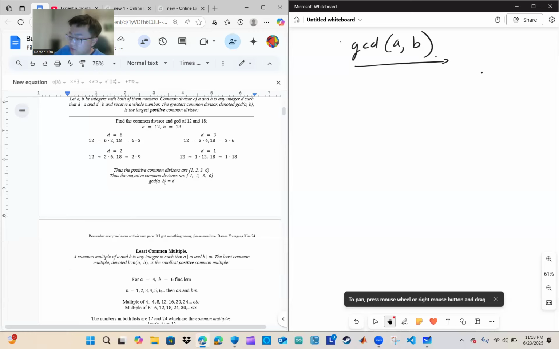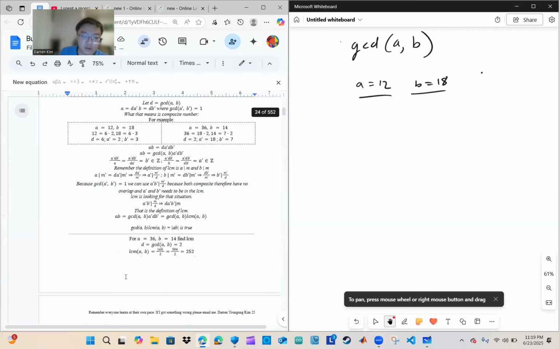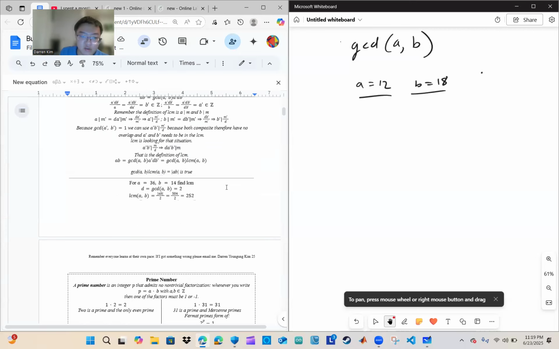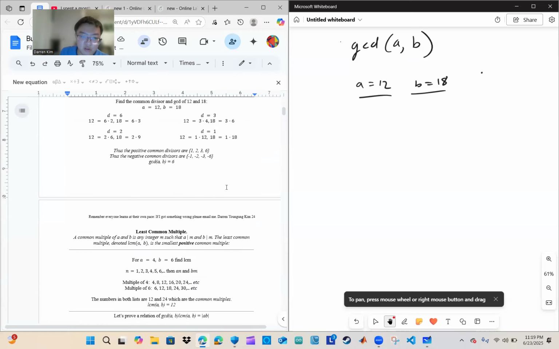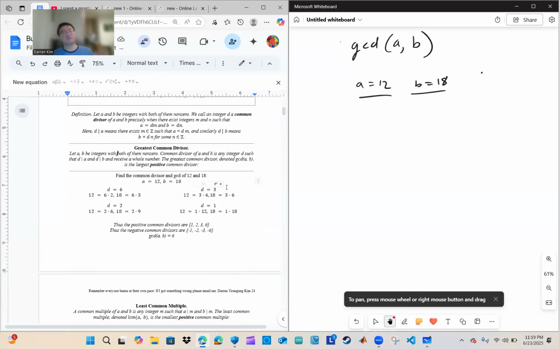So we start with A equals 12 and B equals 18. I need to figure out who wrote this theorem over here, because I'm trying to give credit to the real person who made it. Like Snell's law was made by Snell, and the Pythagorean theorem was not made by Pythagoras, it was made by some Egyptian guy, and Snell's law I think was Muslim.